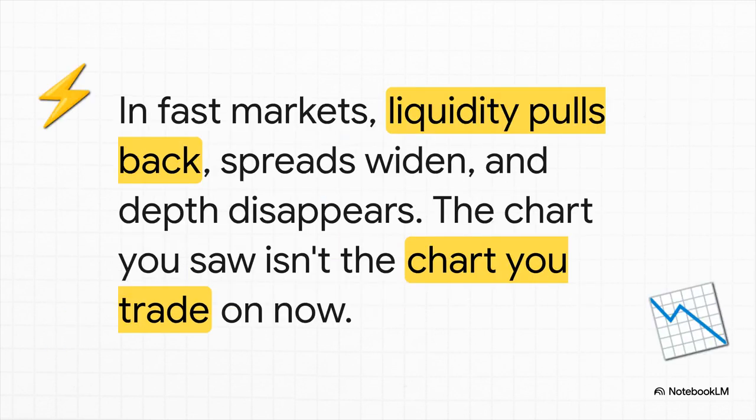Second reason, volatility changes everything. You know, in a quiet, calm market, the depth chart might look really thick and stable. But the second things get crazy, liquidity providers pull their orders way back, spreads widen, and that beautiful depth you saw just 30 seconds ago can completely disappear. The chart you saw then is not the chart you're trading on now.